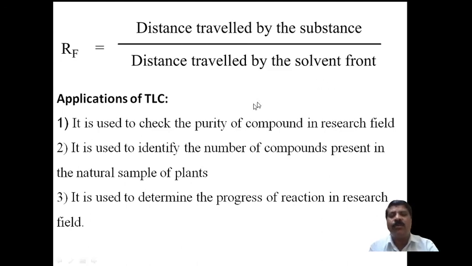It also identifies the number of compounds present in a natural sample from plants. How many dots or spots are visible is due to the number of compounds present in the particular sample. It also determines the progress of the reaction in the research field.